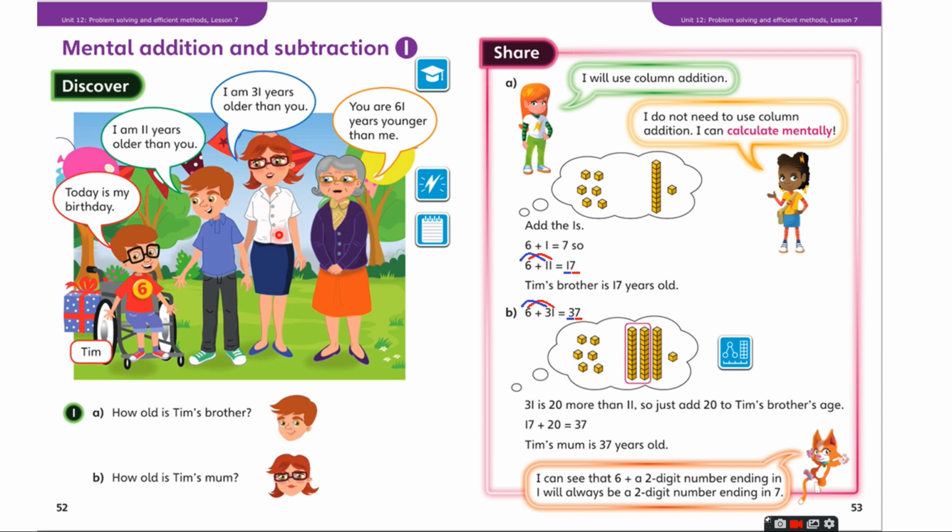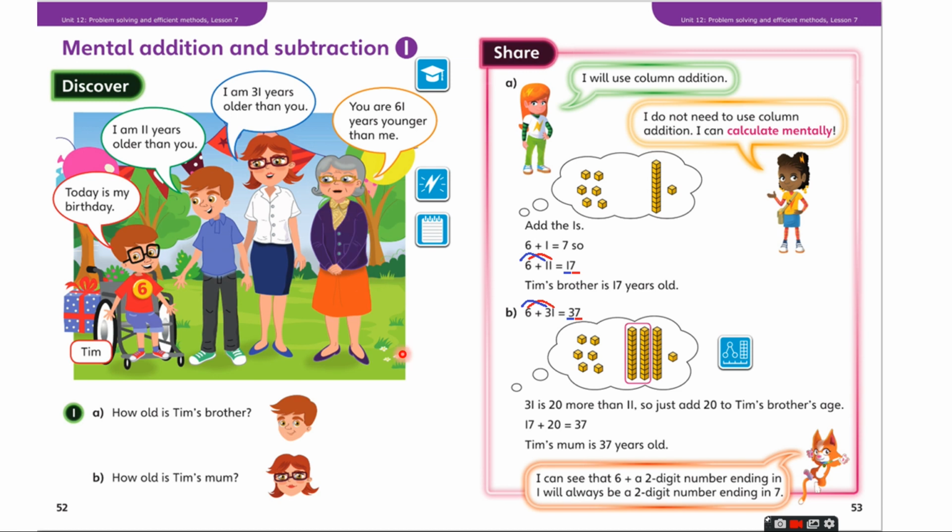What about his mom? She is 31 years older than Tim, but Tim is 6 years old. How can I find her age? Again, I'm going to do the same way. I'm going to add them together: 6 plus 31 to find her age. Again, I have to add tens with tens, ones with ones. Let's start. Nothing plus 3 equals 3. 6 plus 1 equals 7. And again, the blue color represents the tens, the red color represents the ones. So the answer will be 37 years old. This is the age of Tim's mom.